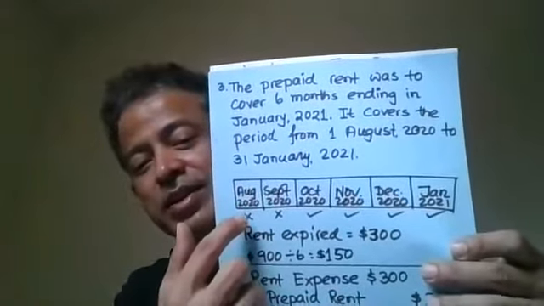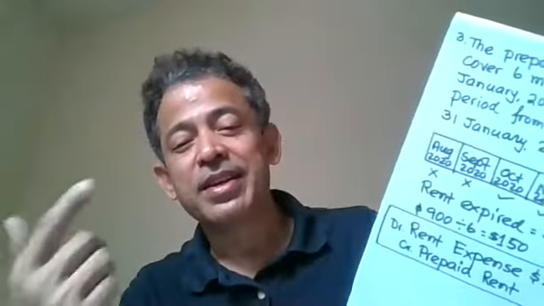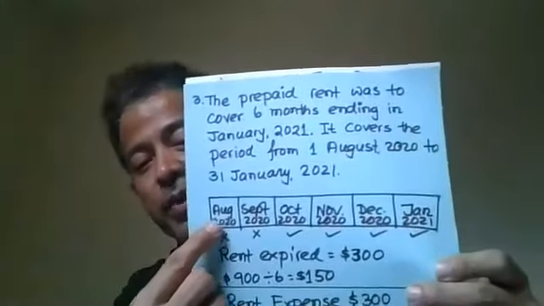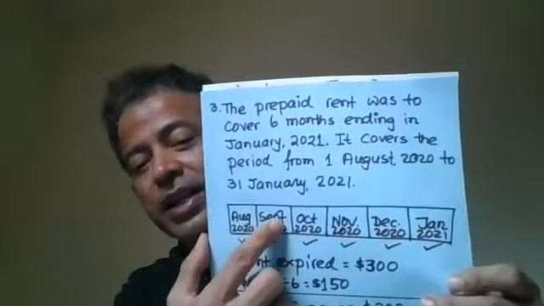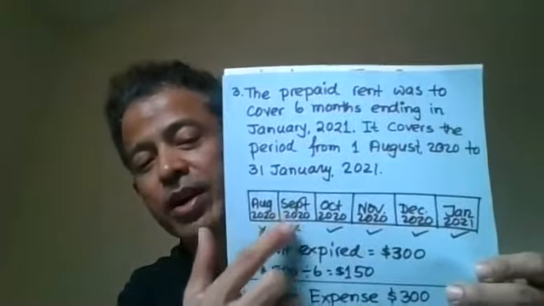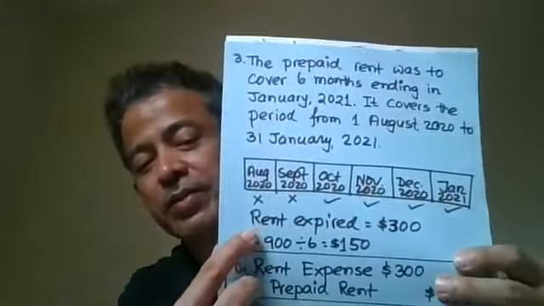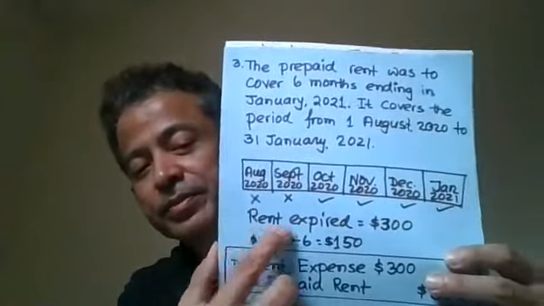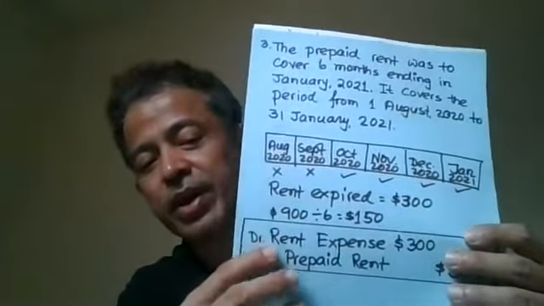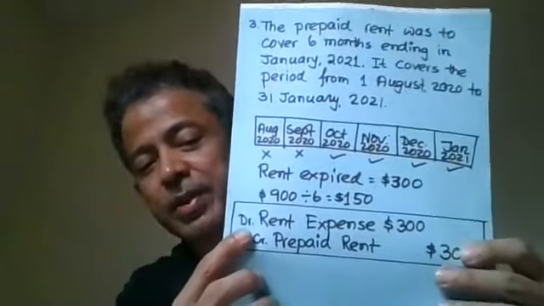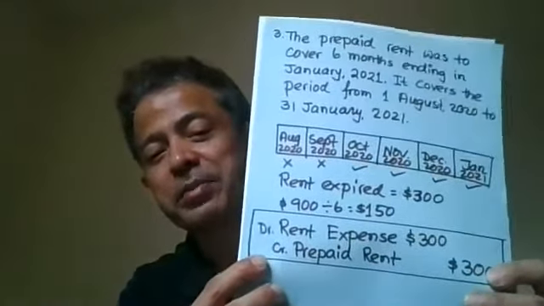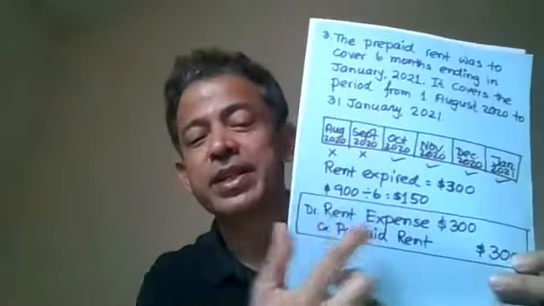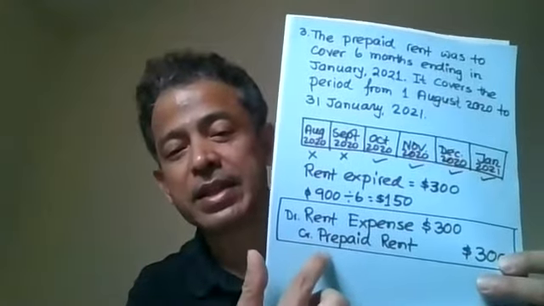So how much is for every month? So $900 for 6 months, $150 for a month. So $150 for this month, August, and another $150 for September. So $300 must be expensed, and that's what we did here. Debit rent expense. You can see rent expired, $300. Debit rent expense $300, and credit prepaid rent. So we have recognized an expense and reduced the asset.